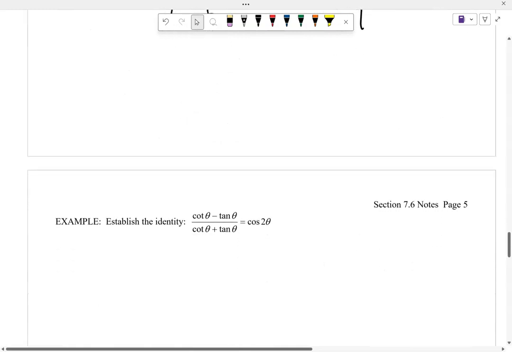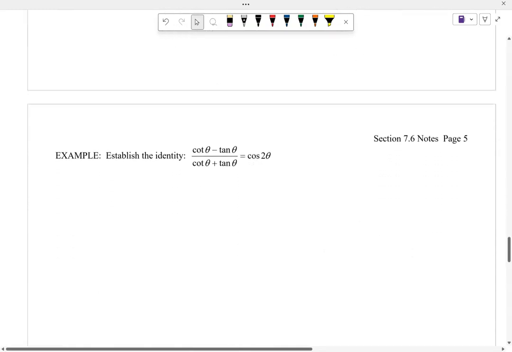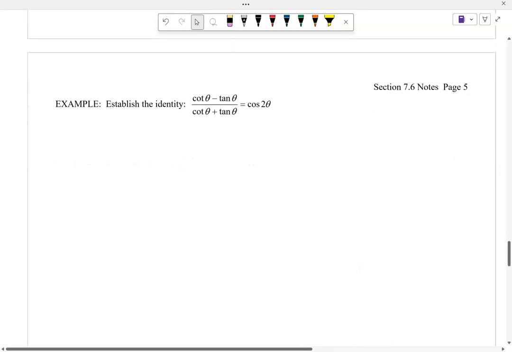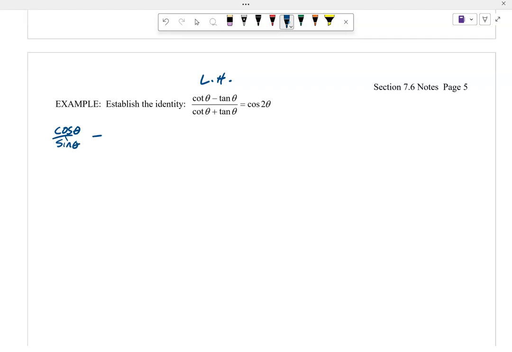All right, now let's establish some identities. So what I'm going to do is I'm going to work with this left-hand side on this one, and I'm going to show that it's equal to the right-hand side. I'm going to show that it's equal to that cosine 2 theta. The first thing I'm going to do is put it in terms of sines and cosines. So cotangent's cosine over sine minus the tangent, sine over cosine. Same thing on the bottom here, that cotangent, I got a plus a tangent.